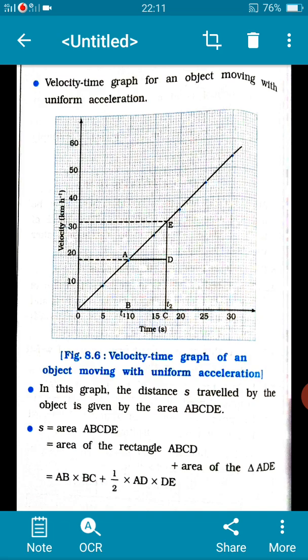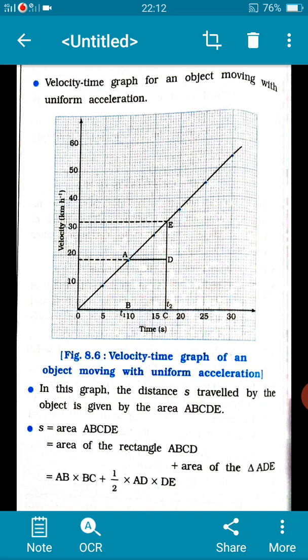This is the velocity versus time graph of an object which is in uniform acceleration. From the graph itself it's clear: as the time passes, the velocity keeps on increasing. And in this graph, the distance traveled by the object is given by which area?